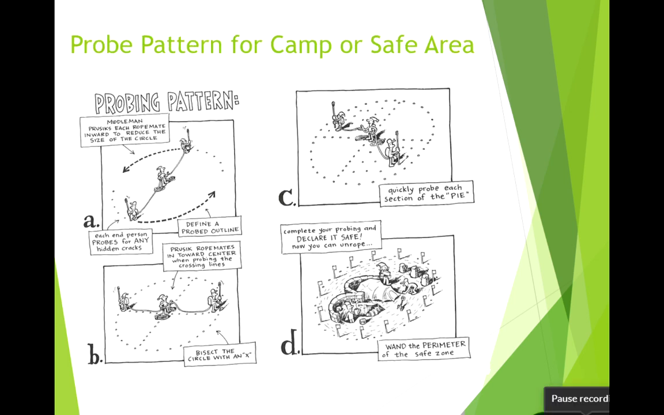This is an example of a diagram of a way that you could probe a safe area. With a 3-person rope team, the middle person is using their Prusik on their harness to basically belay the people who are doing the probing in a circular pattern, and then you're bisecting it while being belayed and checking the area to confirm that this area is crevasse free. That gives you peace of mind and safety for removing your ropes and operating in that area.